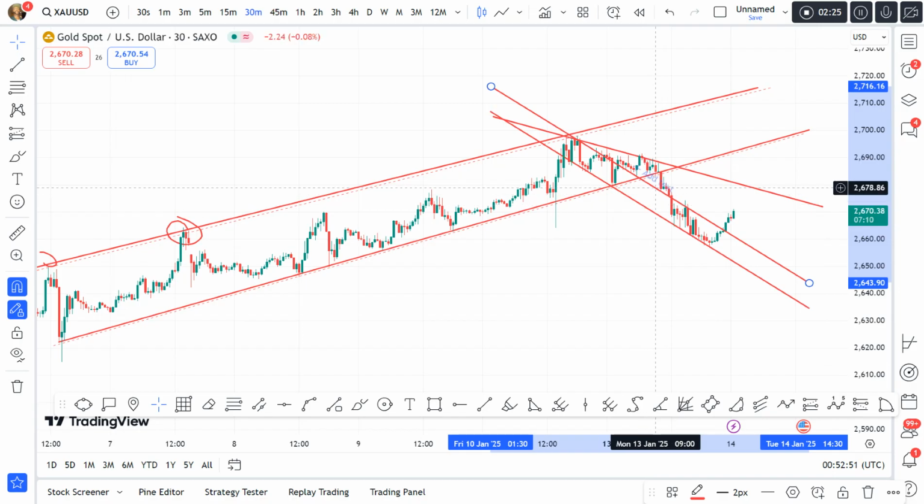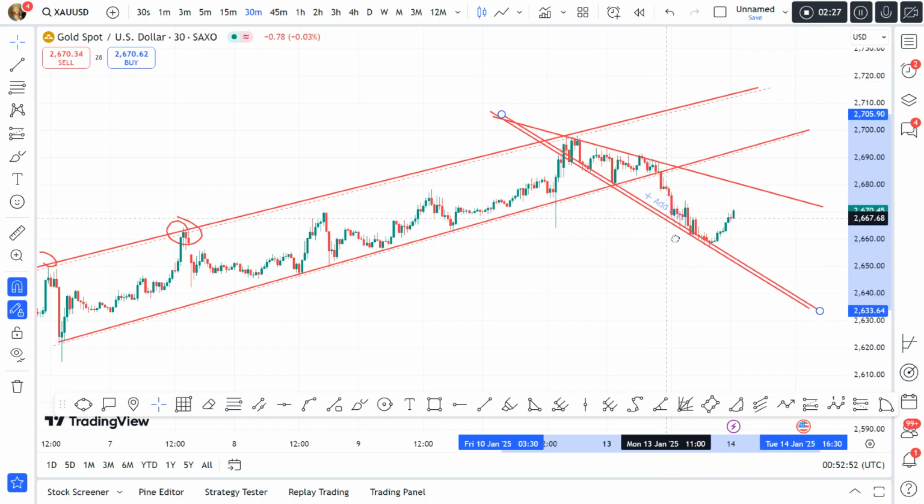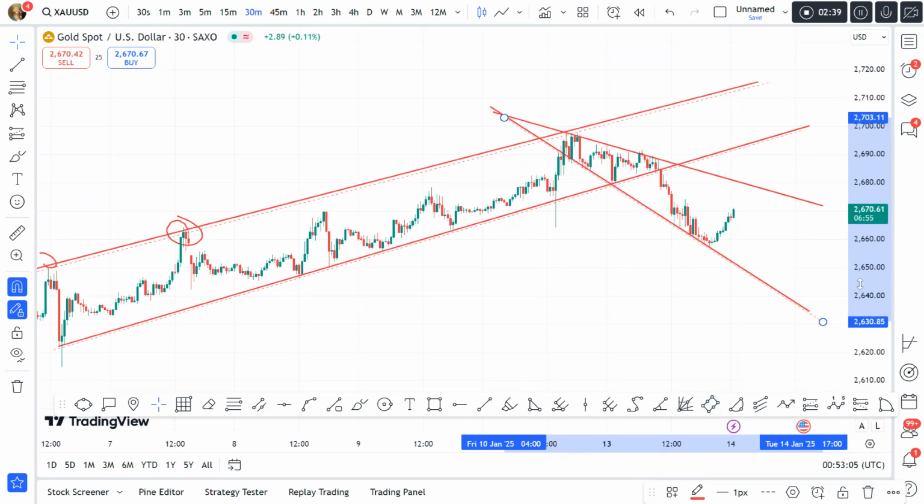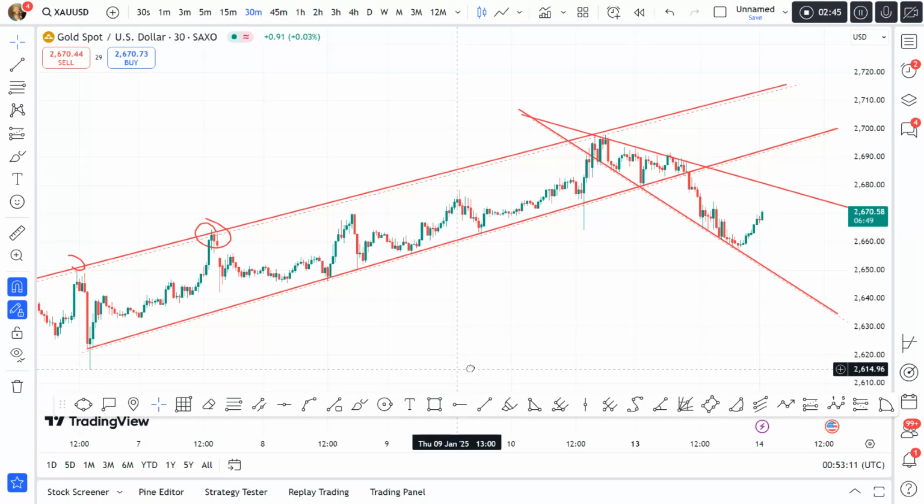But it finally made up its mind on 2656.3, and buyers stepped in by close of New York session and Sydney Open. They pushed on to add 100 pips to the price action of XAUUSD 30 minutes.